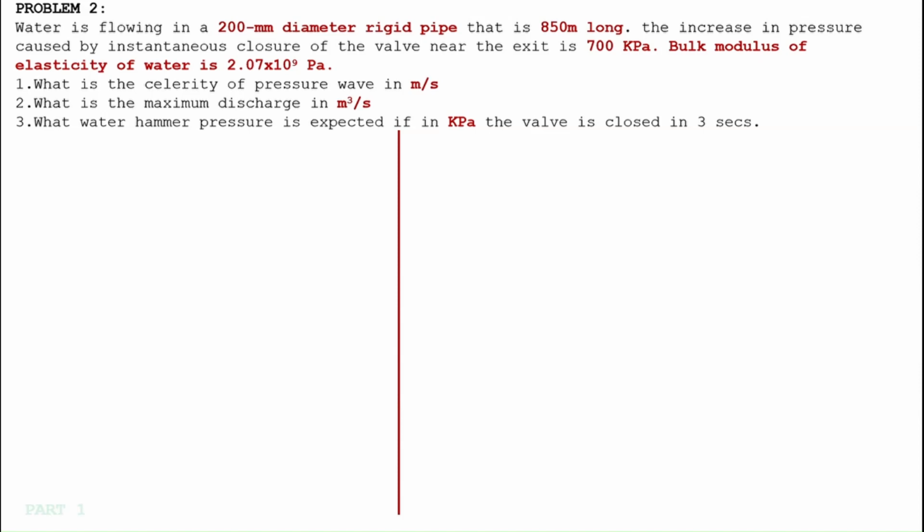In this problem, there is no need for us to have a detailed illustration since this is a formula-based problem. We can illustrate this one, but it is not necessary since it will just take time.